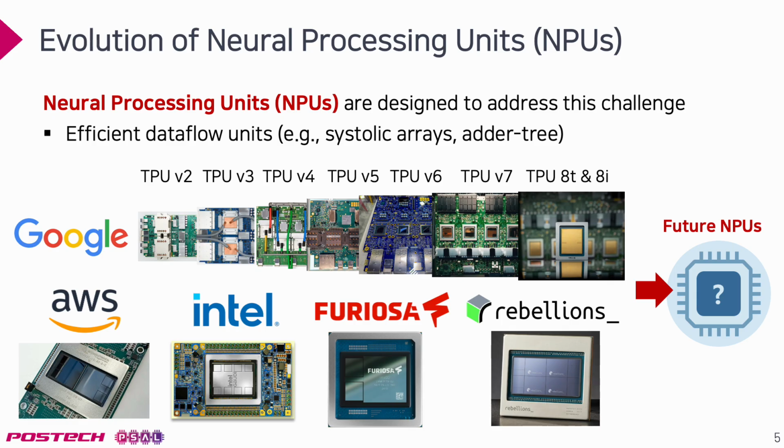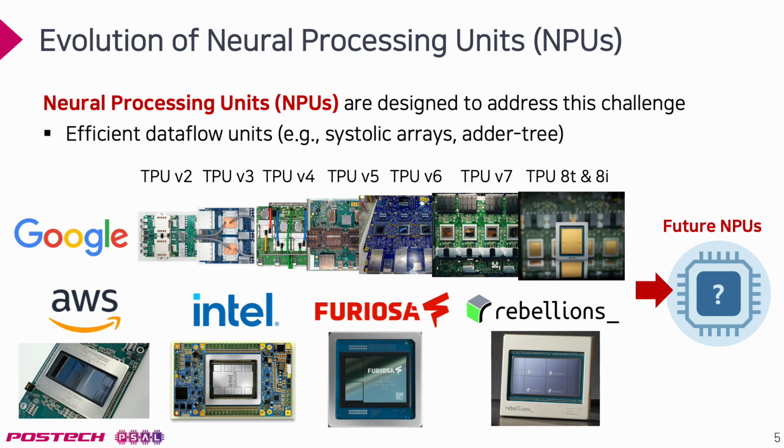They are designed to accelerate AI workloads using efficient dataflow units such as systolic arrays. For example, Google has been developing their TPUs, or tensor processing units, for more than a decade, and it's now at the 8th generation. And other big tech companies like AWS and Intel, as well as startups like Furiosa and Rebellions, are also actively designing their own NPUs.